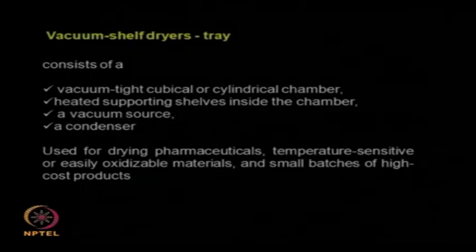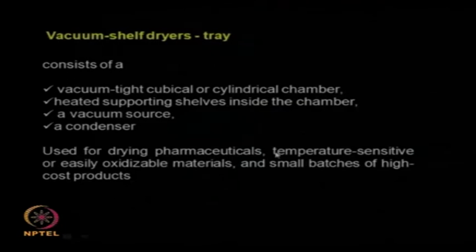Let us look at the vacuum shelf dryer, or it is also called a tray dryer. So you have a shelf and you have many trays inside. This shelf could be a cubicle or a cylindrical chamber. It is maintained in tight condition because you are applying a vacuum. Then you have heating, and there is a vacuum source, and then of course you need a condenser if you want to collect whatever solvent or moisture is evaporating.